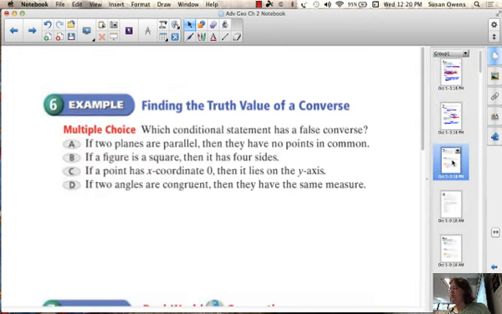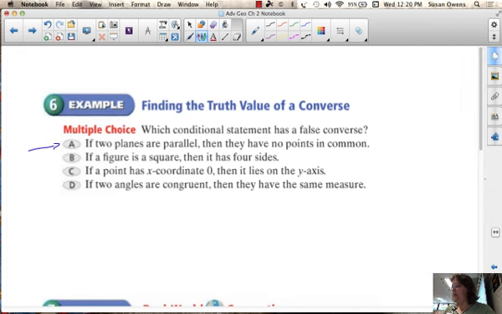Okay. So finding the truth value of a converse. Which conditional statement has a false converse? So the first one says, if two planes are parallel, they have no points in common. The converse would be, if two planes have no points in common, then they are parallel. In this case, that's a true statement, and the converse is also true.